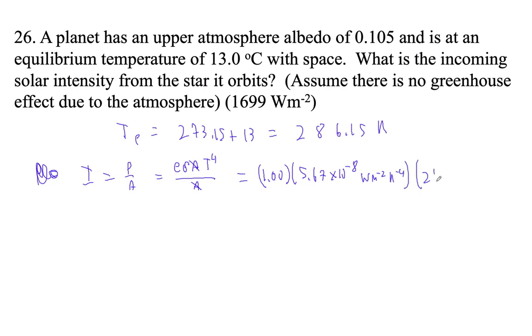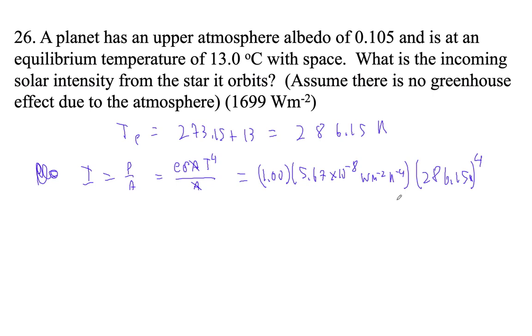And then it's 286.15 kelvins to the 4th. So this will end up being watts per square meter ultimately, right? Okay, so let's do this. This is 1 times 5.67 times 10 to the minus 8th times that number I just got, 286.15.